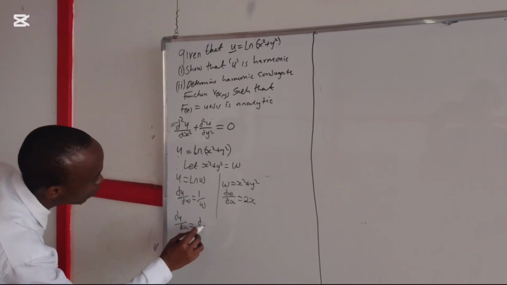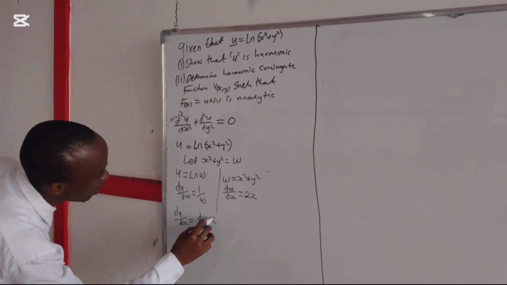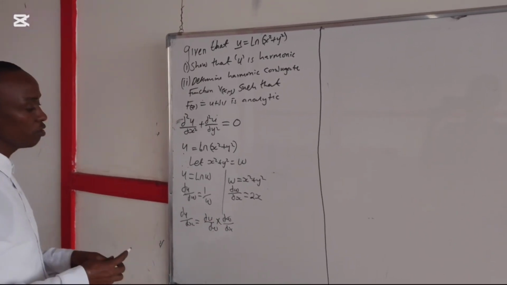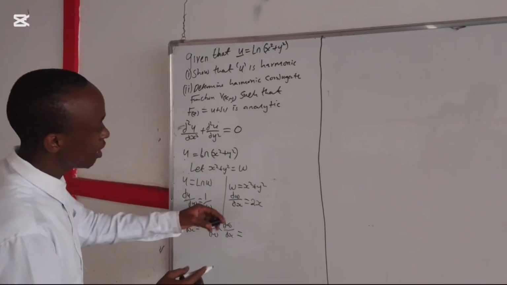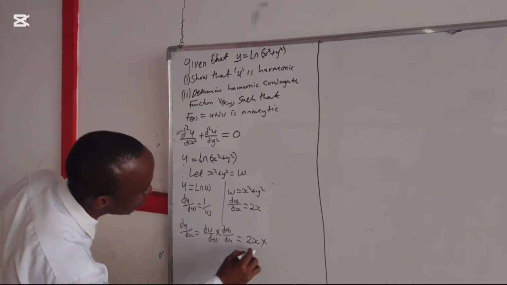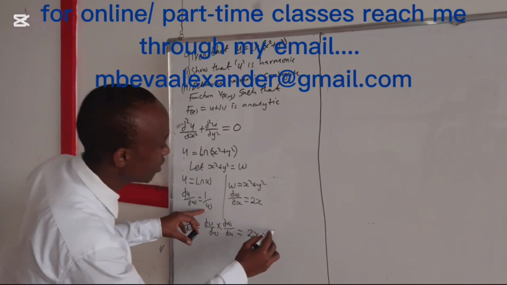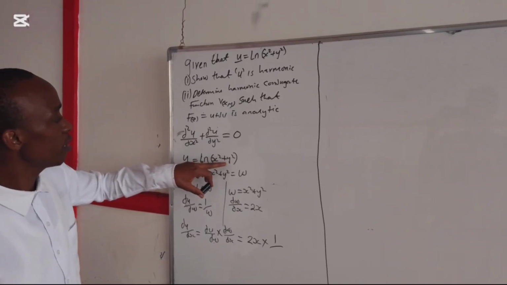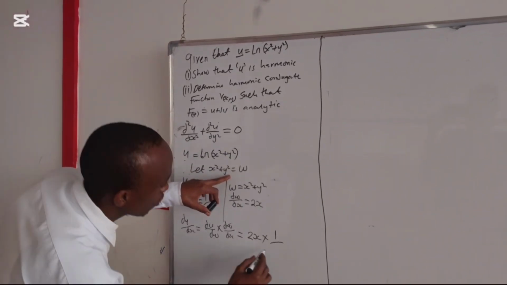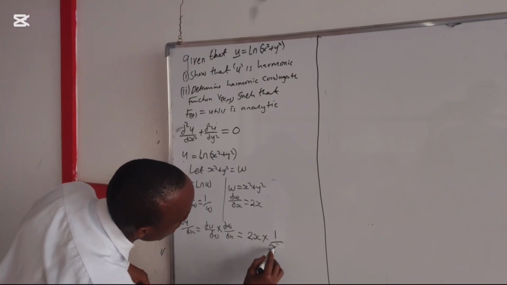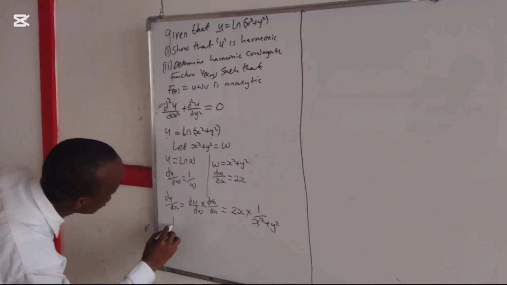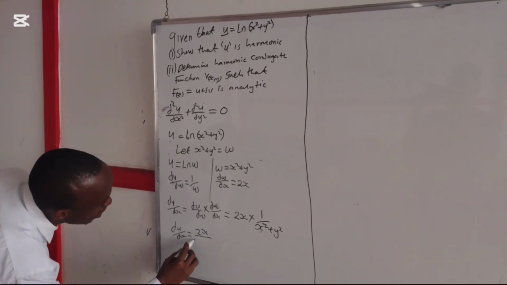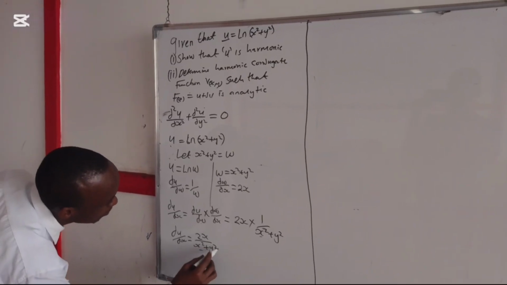Let's combine. To get du/dx, we multiply du/dw times dw/dx. So we have 2x times 1 over w, and our w is x squared plus y squared. Now du/dx is equal to 2x over x squared plus y squared.